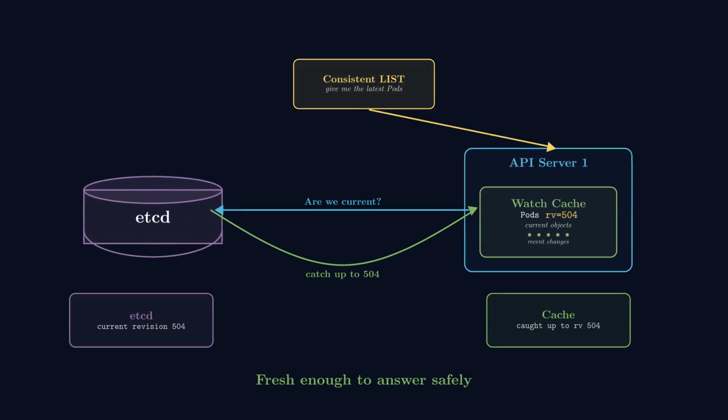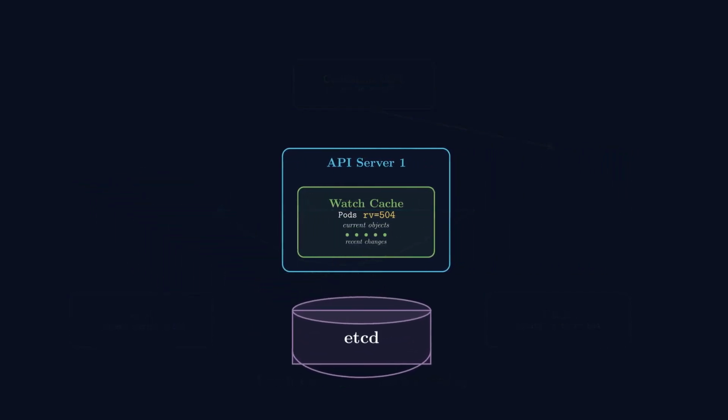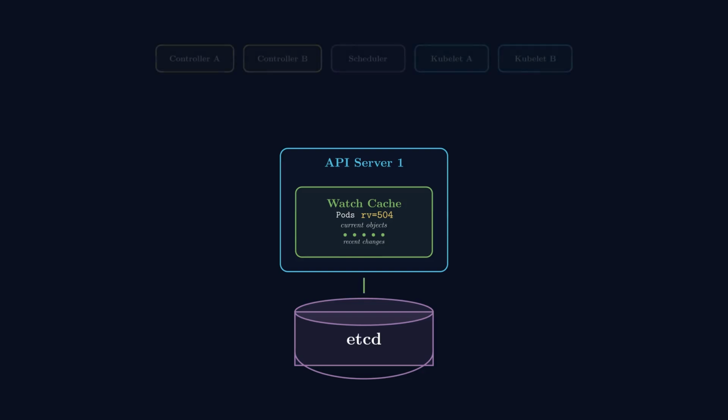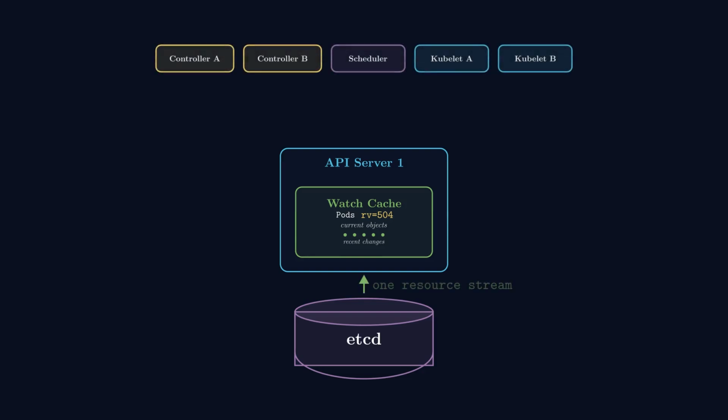The same cache also helps with watches. Instead of every controller opening its own watch directly against etcd, the API server follows the resource once and fans the relevant events out to many API clients. One incoming change can therefore wake up many watchers without becoming many identical etcd watch operations.